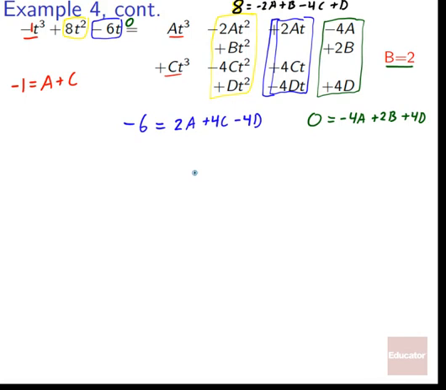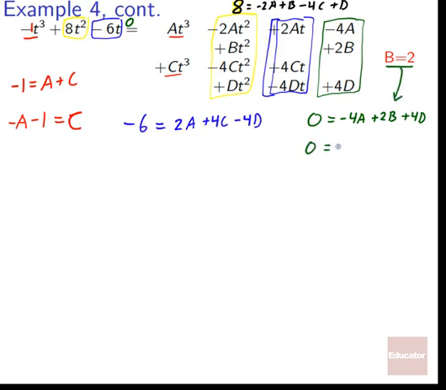So that means we need to solve for everybody who isn't a, so that we can plug them in, get rid of everybody else, and just have a. So on the left side, we've got negative 1 equals a plus c. So we solve for c, and we get negative a minus 1 equals c.